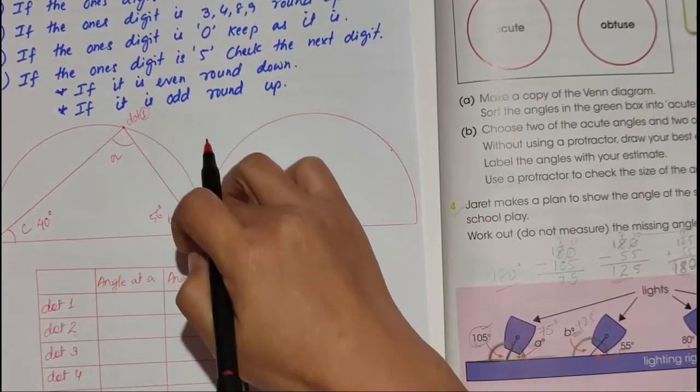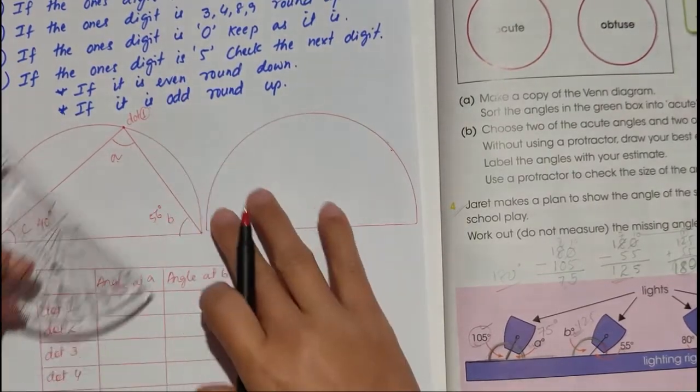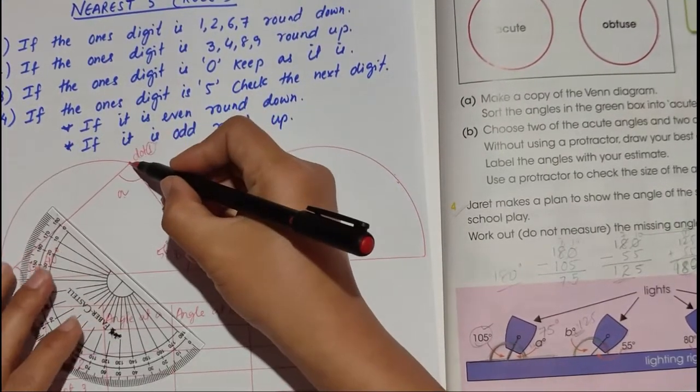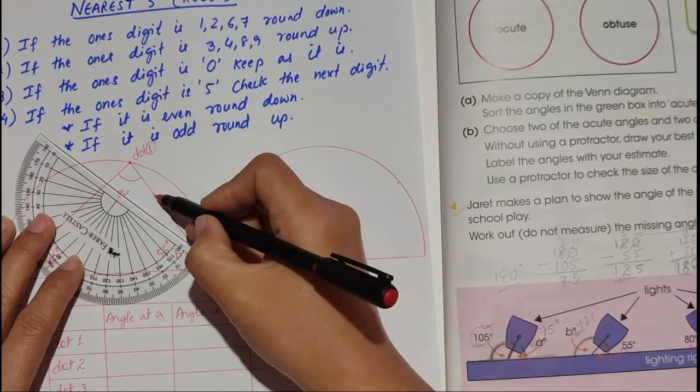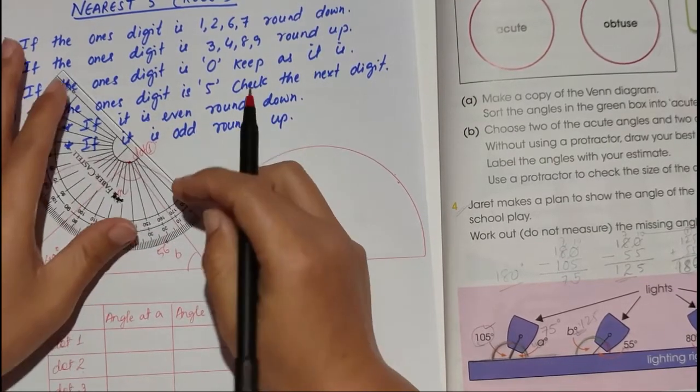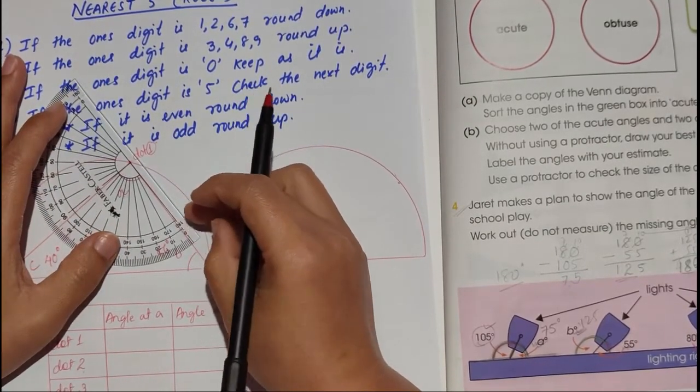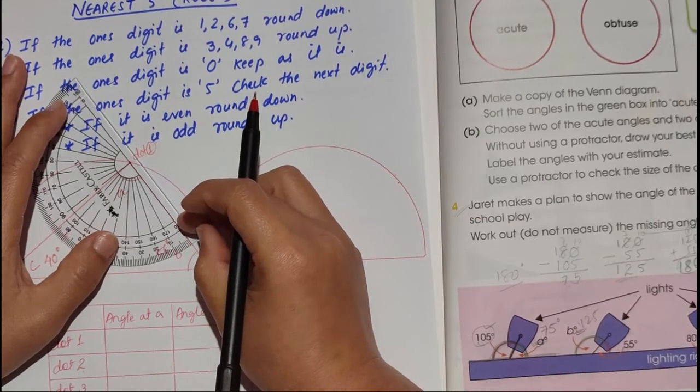Now that C and B are done, let's find out A. So I'm going to place this point here in the center and this line here. Place it, adjust it.